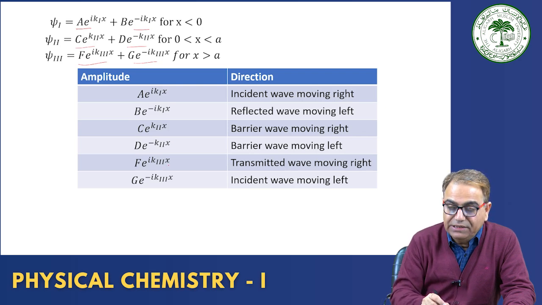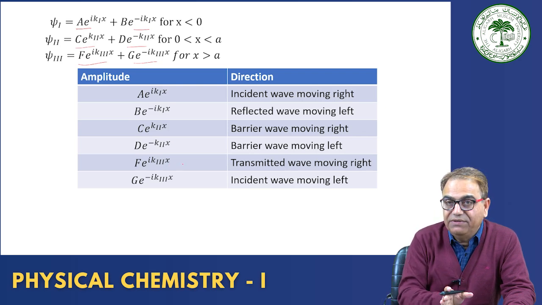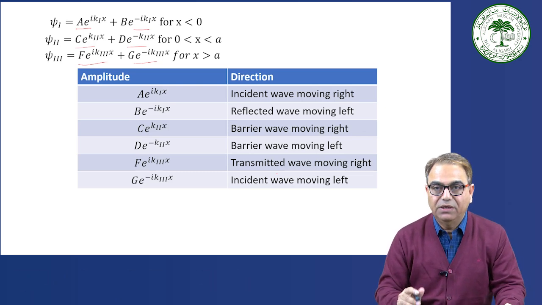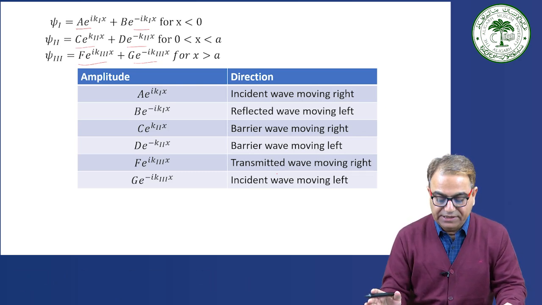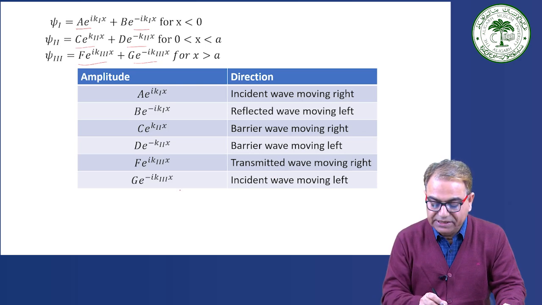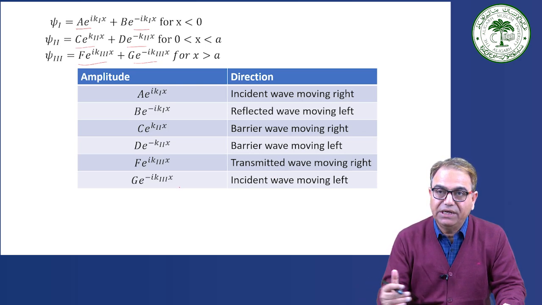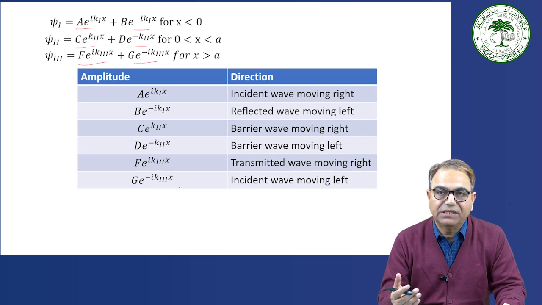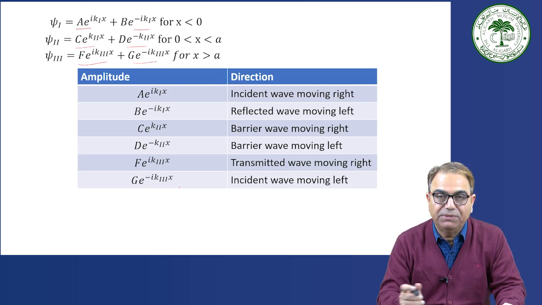F exponential i k3x tells you that the wave has been transmitted; it has crossed the potential energy barrier and gone to the right hand side. Then g exponential minus i k3x is the incident wave moving in the left direction. Again, in the third region, it's moving in the left direction. Okay, that I said will become equal to 0, g becomes equal to 0.